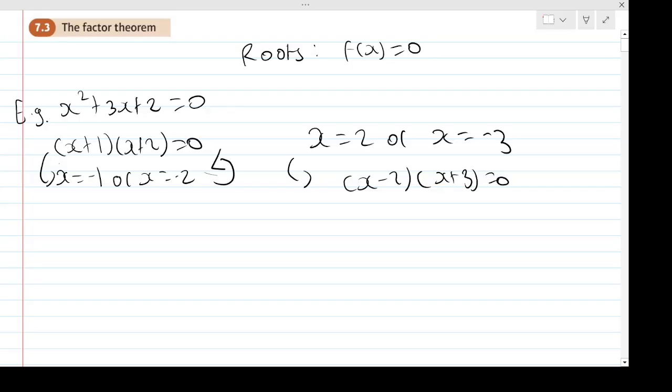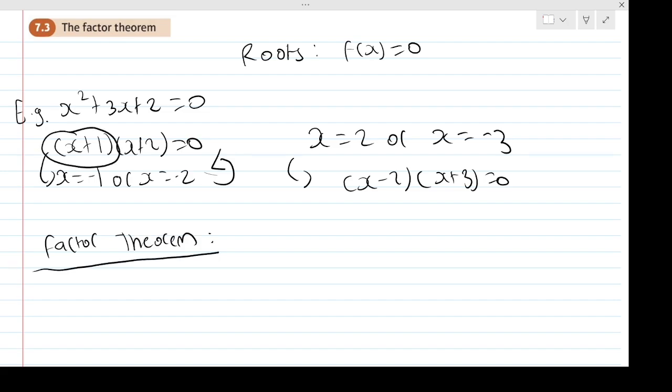And so I'm going to state it now. So the factor theorem here. So what am I going to say then? Well, what we have then is any given bracket, obviously in this example x plus 1 and x plus 2. What if in general we had a factor x minus a?